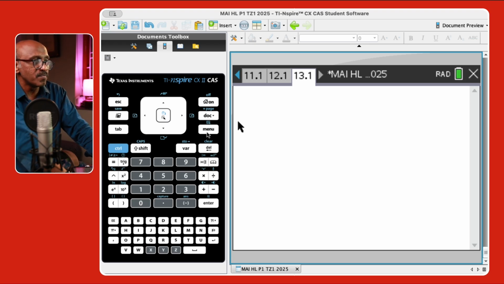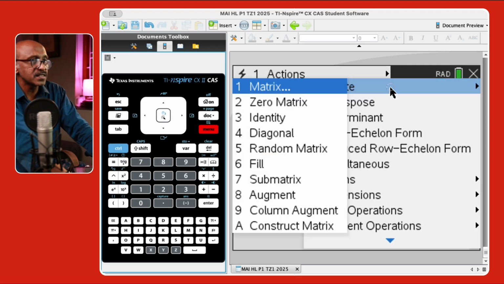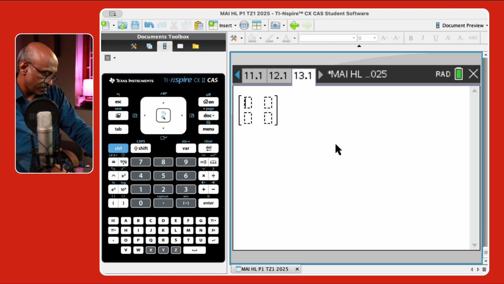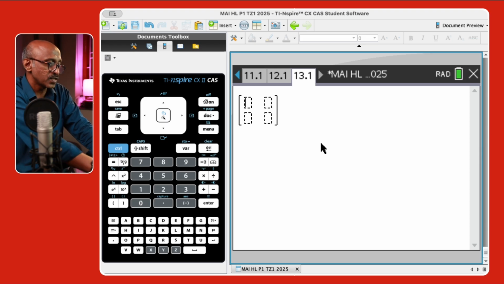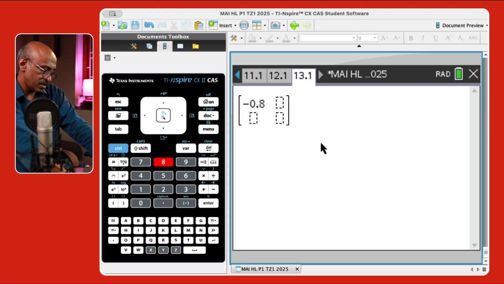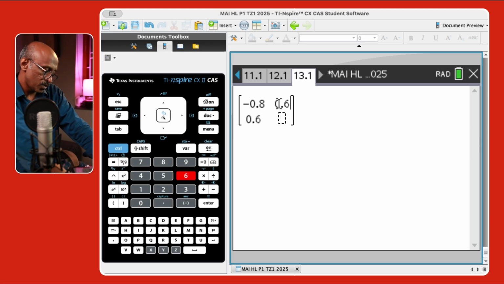So we can just go through menu, matrix and vectors, and create the matrix. We want a 2 by 2, I believe, and we'll enter it as it is, okay? So it's B cross A, right? I'm just going to enter it as it is. Negative 0.8, and is it 0.6? Yeah, 0.6. And then I have 0.6 here also, and this is also 0.8, correct?